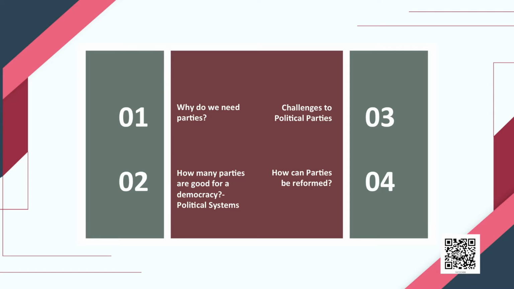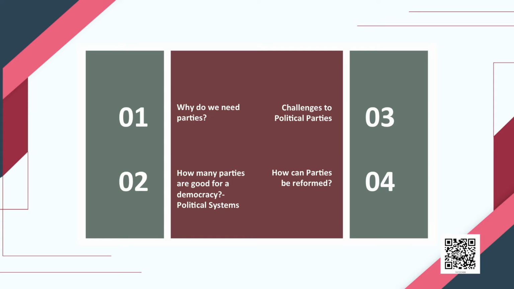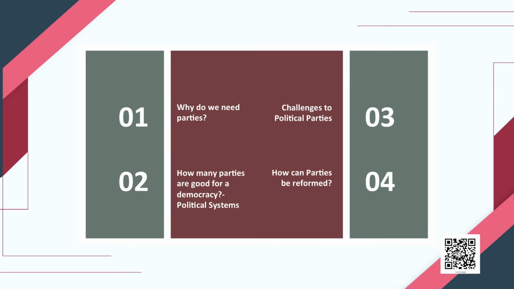Third, we will look at what are the challenges that political parties face in India today. We shall discuss what is wrong with political parties today, and then last but not the least, what can be done about it, what reforms have been made so far to find solutions to these challenges, and what can be done in future. How can we ensure that political parties reform themselves? Today we will discuss the first question. The next three questions will be dealt with in the next part of this chapter.